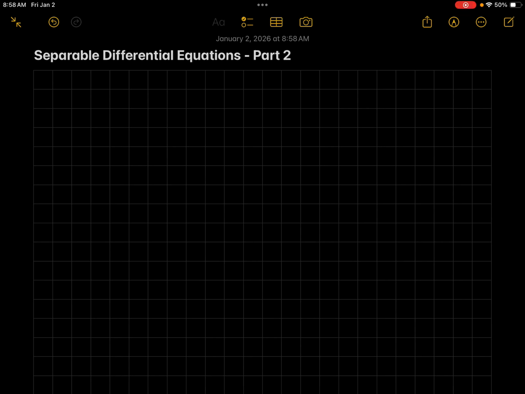Separable Differential Equations, Part 2. We're going to do just a couple examples where we solve separable differential equations given an initial condition.